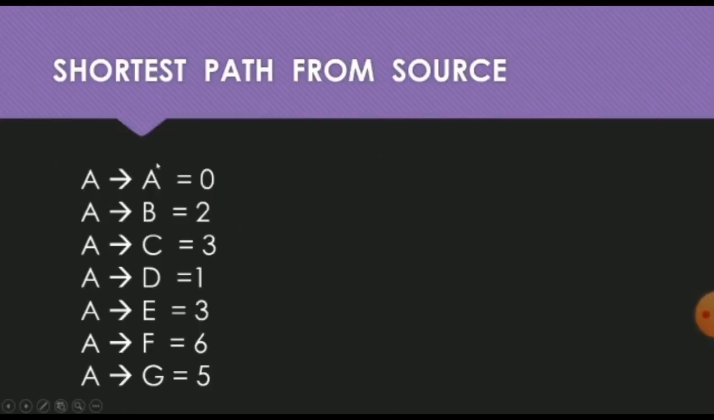The shortest paths from the source are: A to A is 0, A to B equal to 2, A to C equal to 3, A to D equal to 1, A to E equal to 3, A to F equal to 6 and at last A to G equal to 5.